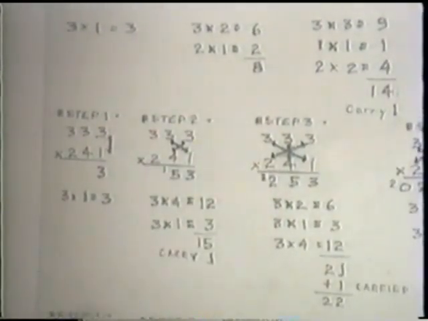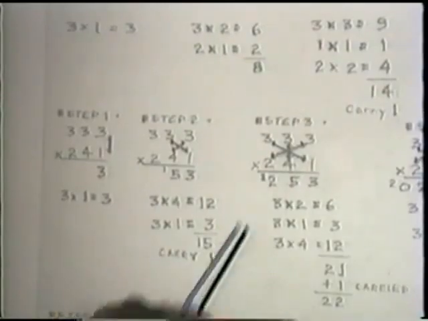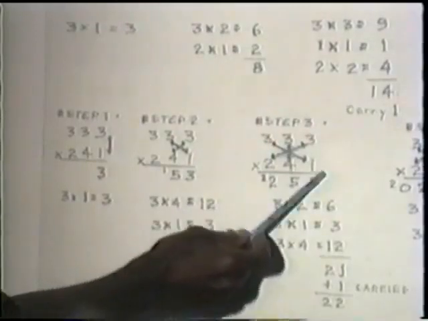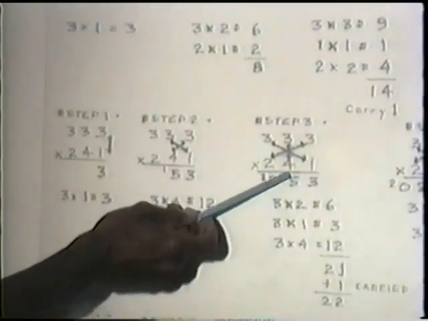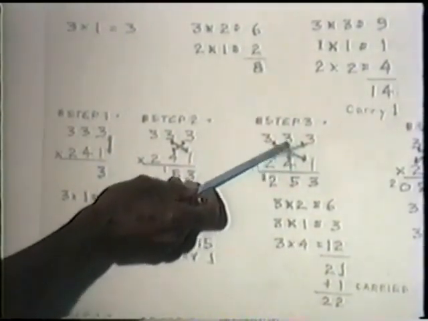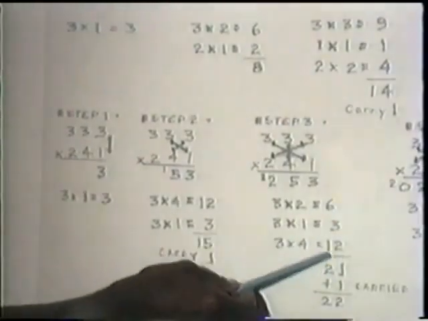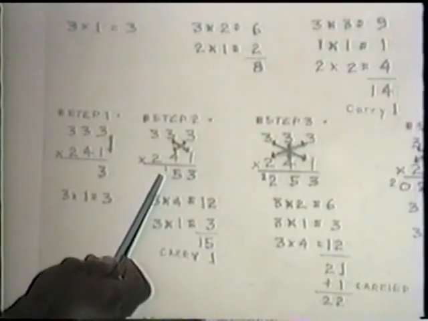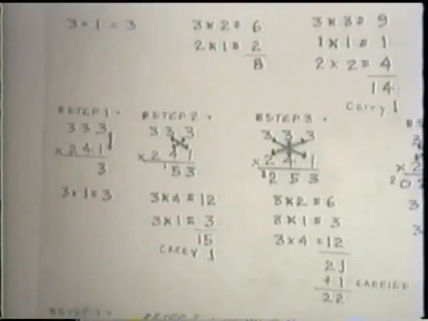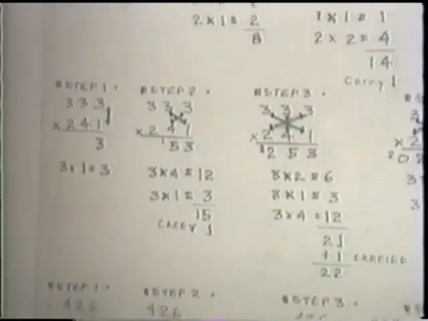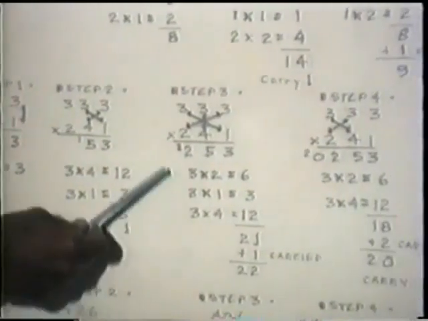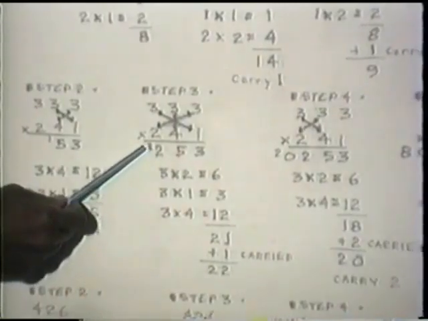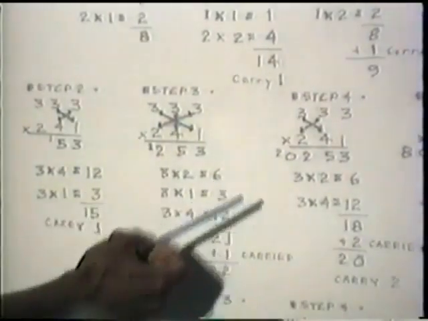Now we're going to do cross multiplication and vertical multiplication. This is our third step. So we're doing 2 times 3, which is 6. And we're doing 3 times 1, which is 3. Vertical. 3 times 4 is 12. We add all of them together and get 21, plus the 1 that we carried, which makes 22. That's why we put our 2 here. We're going to carry that 2.